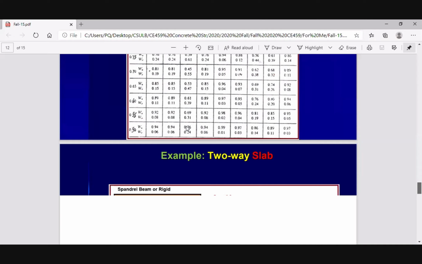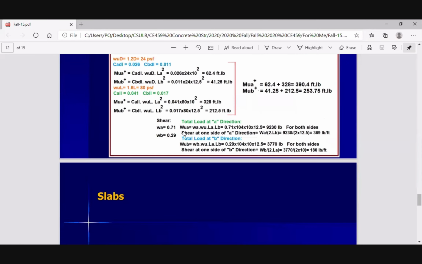0.71 for A direction. So omega U for A is omega A times the total omega U, dead load plus live load, which we calculated on top, times LA times LB. That's the total load for the A direction. As you can see, that's for both sides. I showed that this load will go in the A direction, and A direction has two supports. So for shear at one side of the A direction, it should be this one divided by 2, and then for 1 foot, divided by LB. So at the end, you will get 369 pounds per foot.